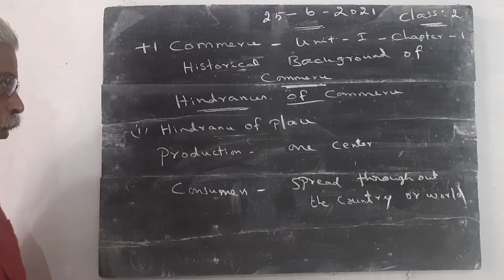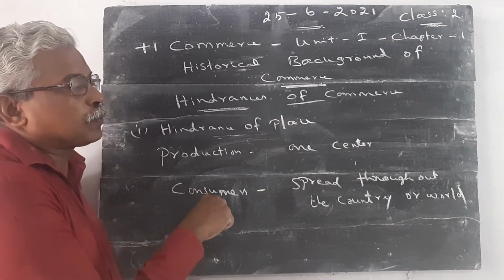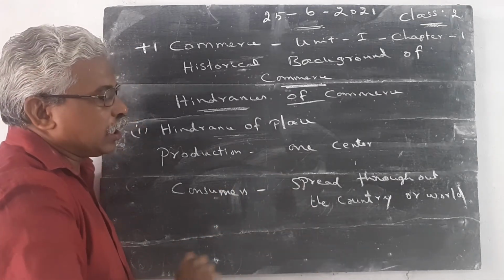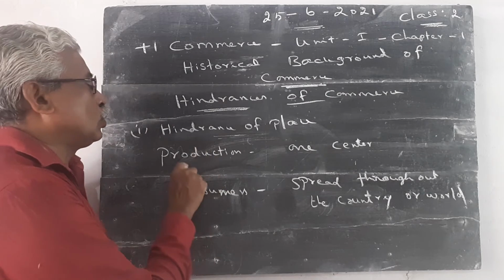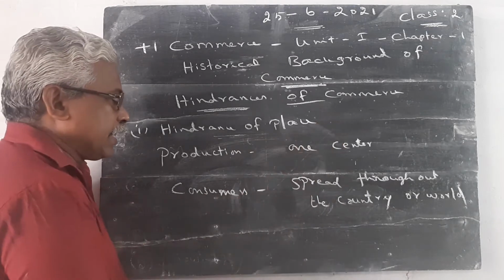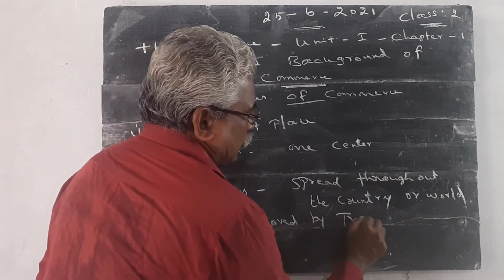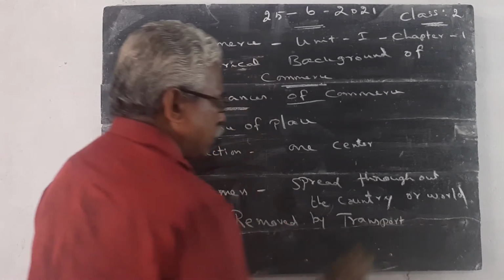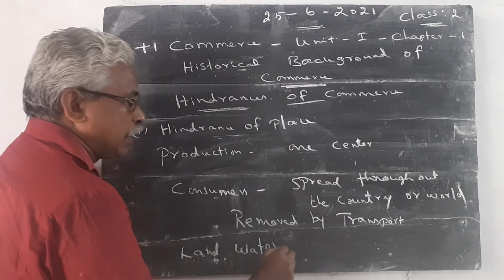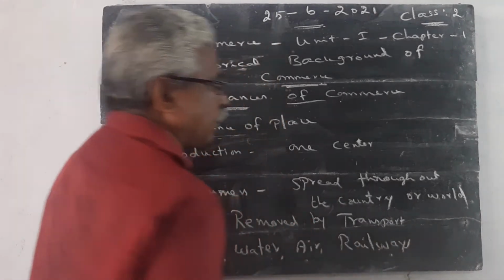Once again I explain. Production took place in one center, but the consumers are spread throughout the country or throughout the world. The geographical distance separates the consumer and the producer. This difficulty is called hindrance of place. The hindrance of place is removed by transport. There are different types of transport: land transport, water transport, air transport, railways. These are all the means of transport.